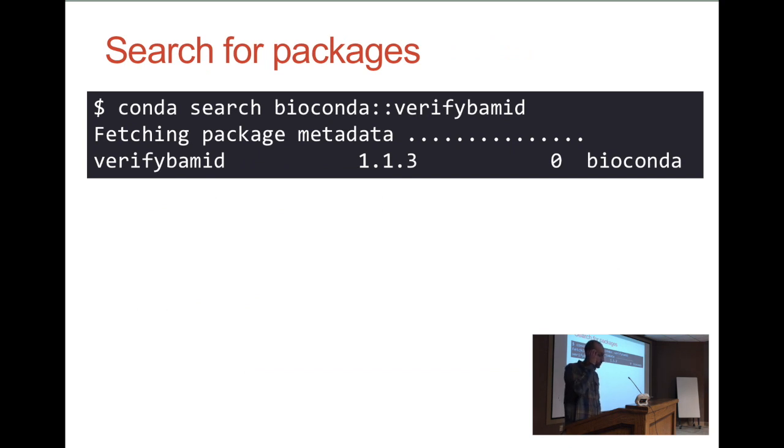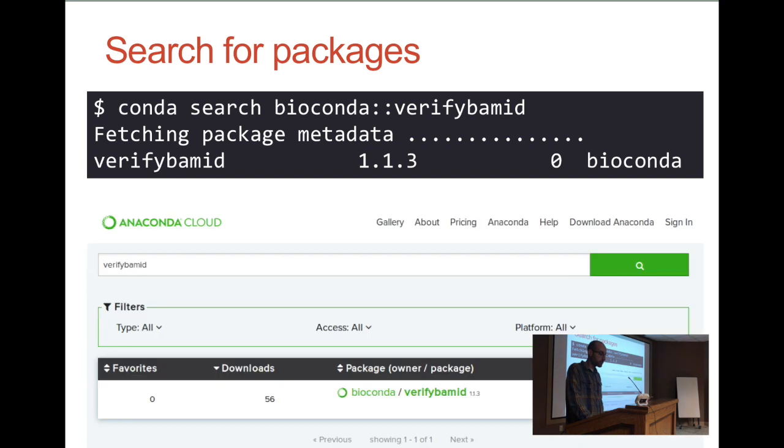Okay, you can also search for packages. What I'm doing here is searching for the bioinformatics software verifyBamID from the Bioconda channel. But if you want the interactive experience, it's also more convenient to go to anaconda.org and search it, and it'll show you all the options from all the different channels. The command line only searches the channels that you've chosen, whereas on Anaconda Cloud it will tell you what anyone has uploaded.